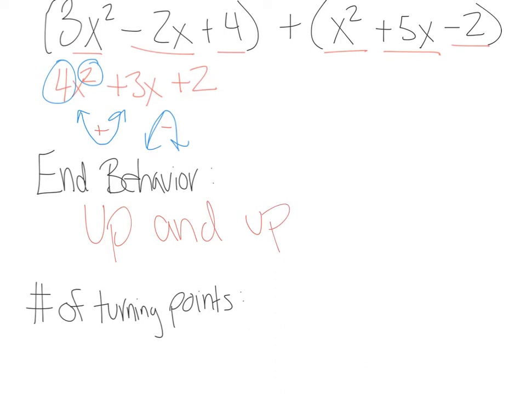To find the number of turning points, I look at the degree. There was a formula for this. The number of turning points is n minus 1. So n in this case is 2, meaning I have one turning point.